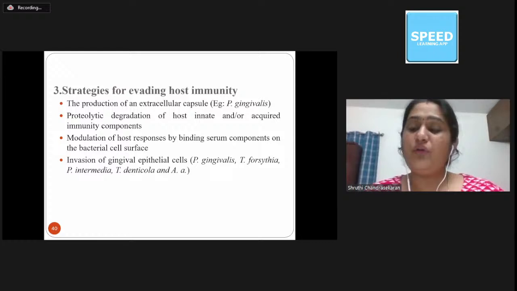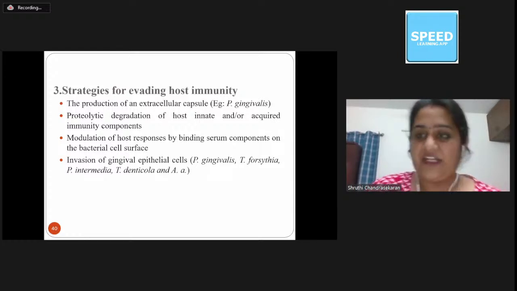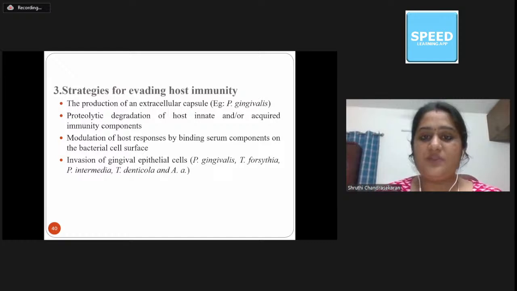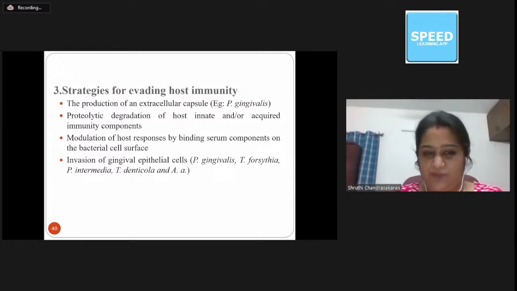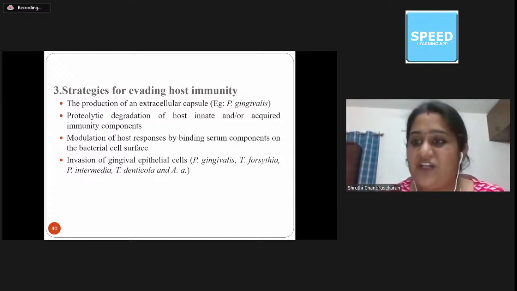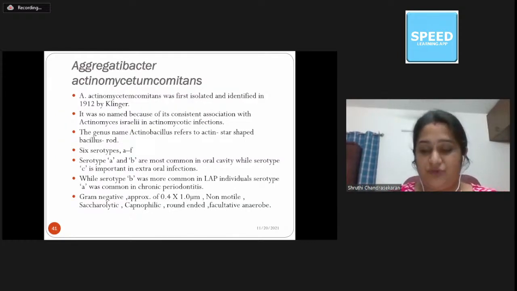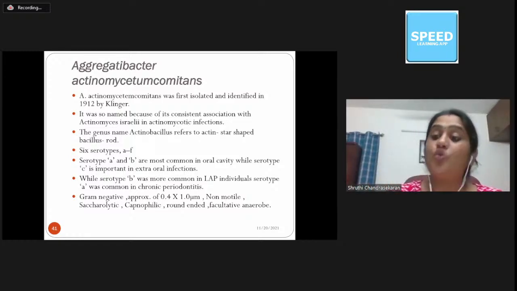Next is how they strategize and gain entry into the host immunity. The bacteria can produce extracellular capsules, as in the case of P. gingivalis. It can cause proteolytic degradation of the host immune cells. It can modulate the host response, or it can directly invade into the gingival epithelial cells. These are the strategies for evading the host immunity. Here I have just briefed about Aggregatibacter actinomycetemcomitans and P. gingivalis. These are two very important periopathogenic bacteria.